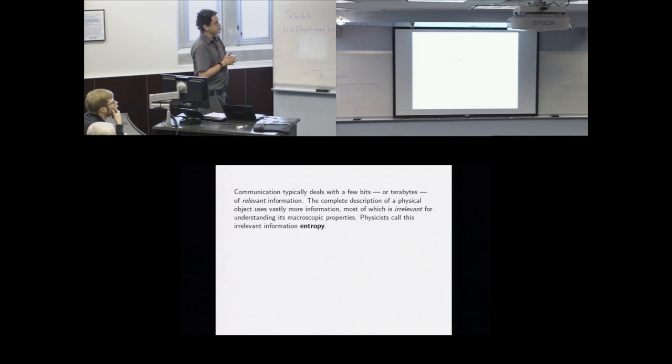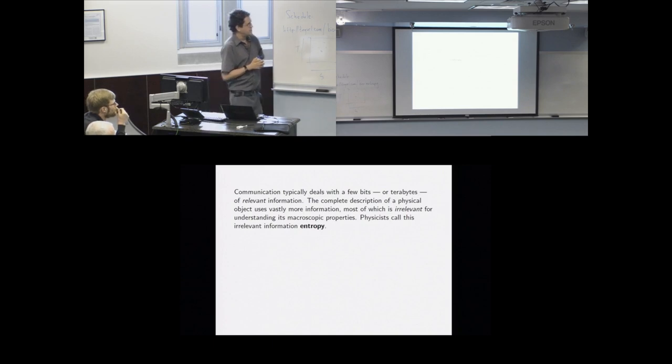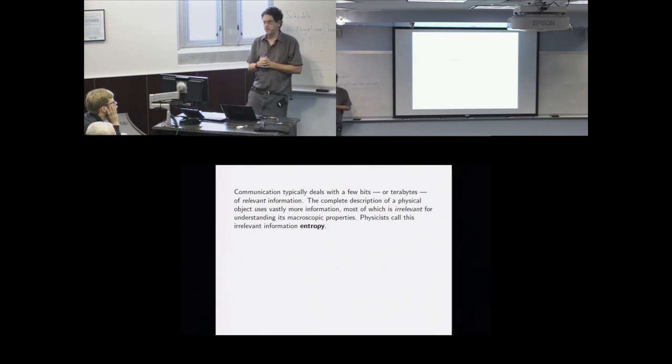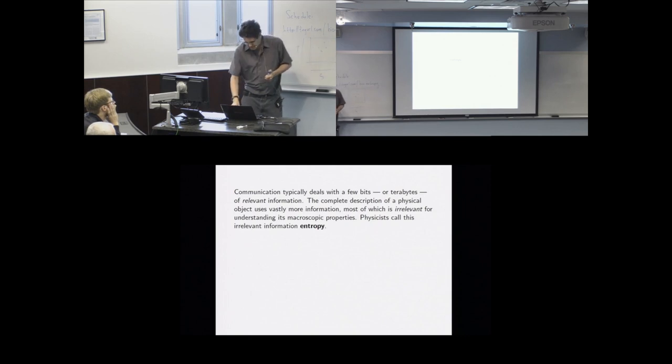So communication typically deals with small numbers of bits, and I would consider even terabytes small numbers of bits of relevant information. That's all very small compared to the complete description of a physical object, like a cup of water, down to the atomic scale. That uses a lot more information, most of which is irrelevant for understanding the macroscopic properties of that object. So this irrelevant microscopic information is called entropy by physicists.